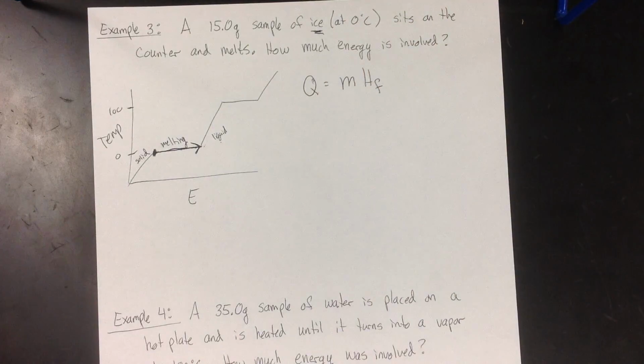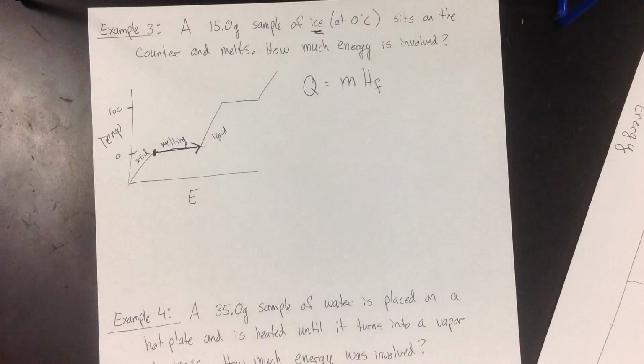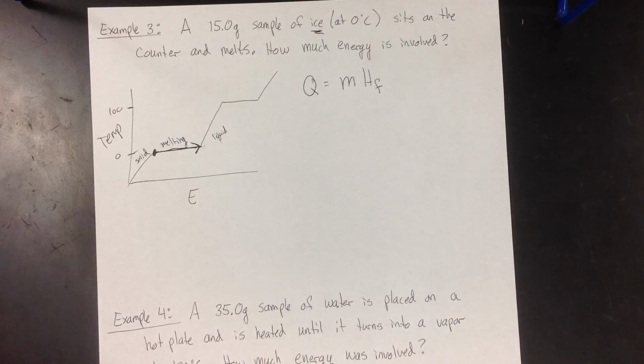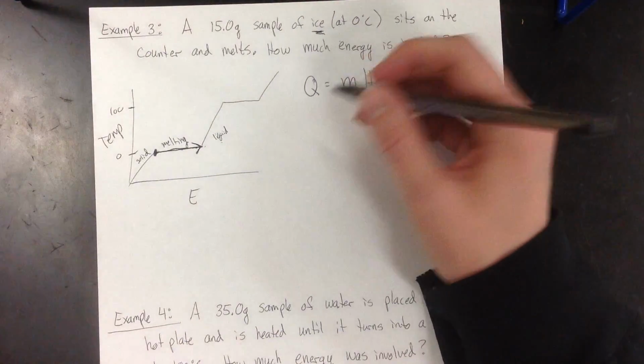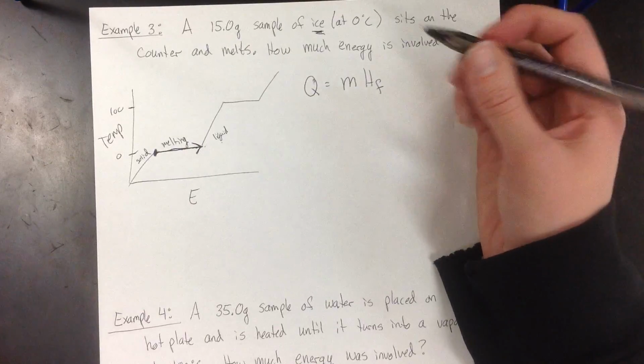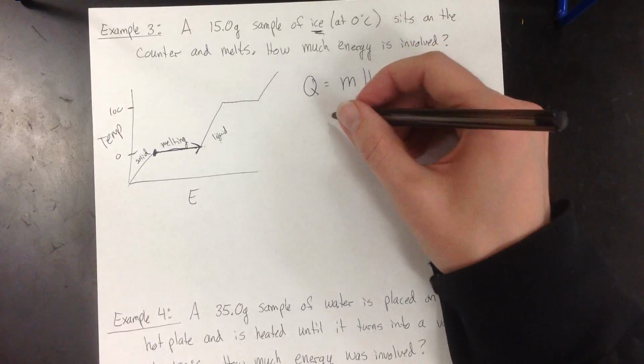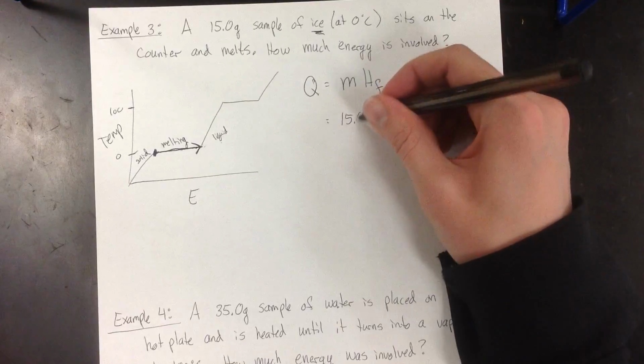Again, Hf is defined as the amount of heat needed to melt a solid. When you're melting solids, you're using the equation that has Hf. Also, when you're freezing, you're using that same equation. I don't have to convert units. I don't have to manipulate this around. We're just focusing on calculating heat. So now I can plug in the values that I know. I've got 15 grams. That's going to go in for mass.